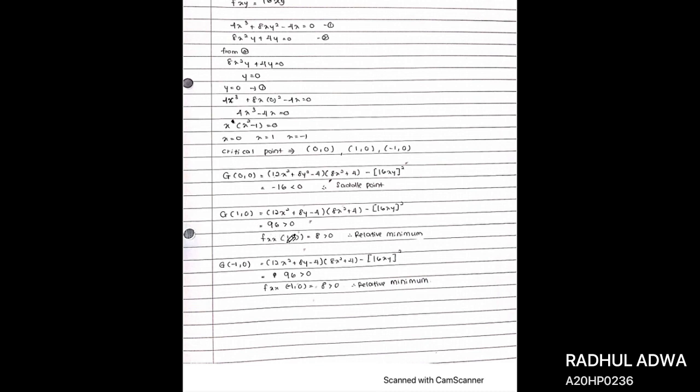And we need to substitute the value of x, which is 10, into fxx, and we will get 8, which is greater than 0. And it means it will become the relative minimum. Same for g(-1,0), we will get the same answer, which is relative minimum.